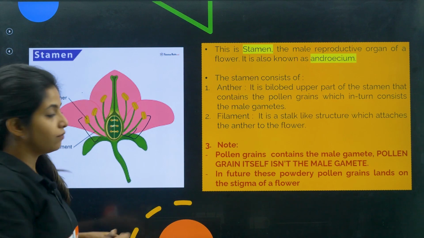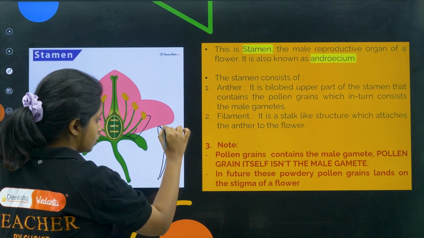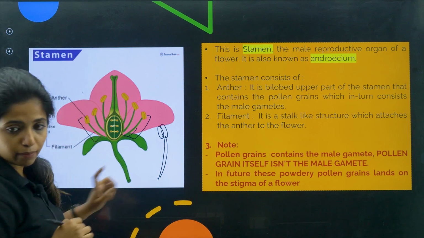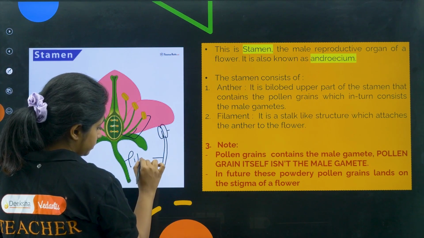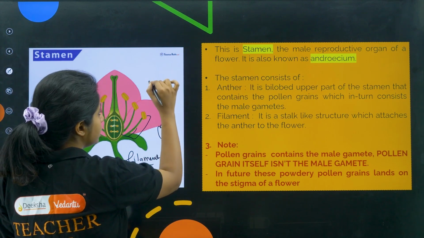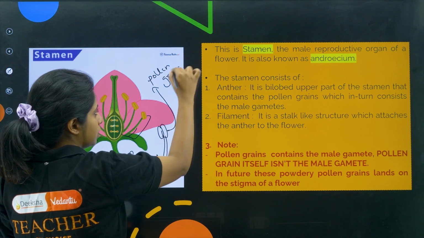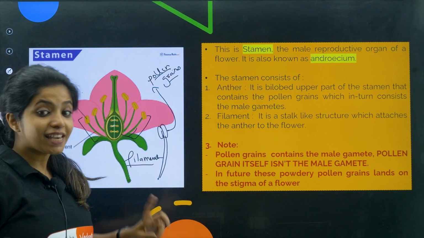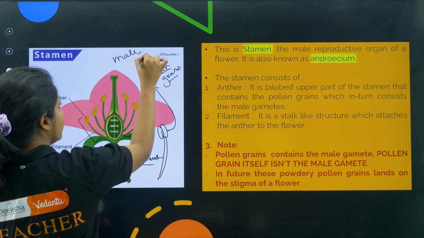So, you have the anther which is like this. I can make a structure which looks like this. This is a bilobed structure you see at the top. This is the anther and this becomes your filament. Now, inside the anther, what do you have, children? Inside the anther, you have pollen grains. Inside the pollen grains, what do you have, children? You would be having the male gametes.